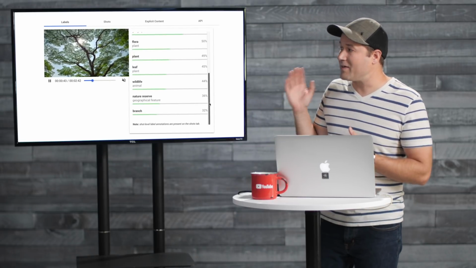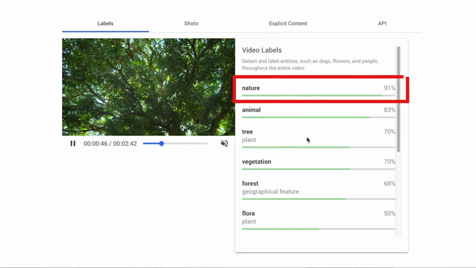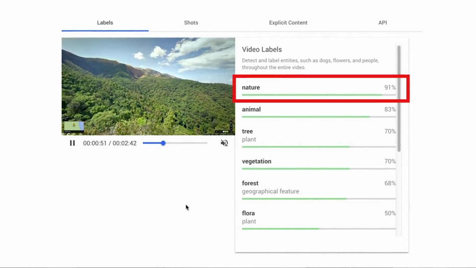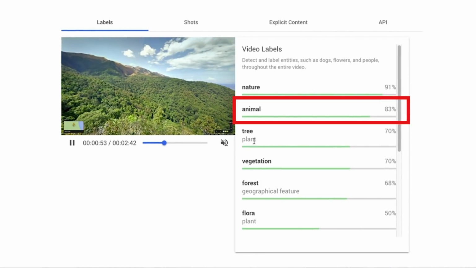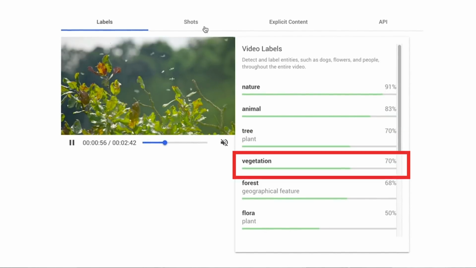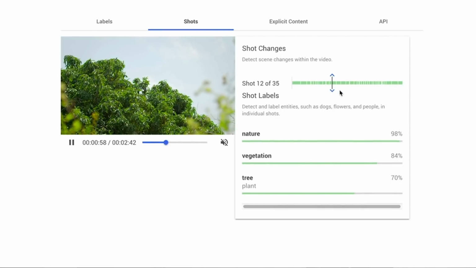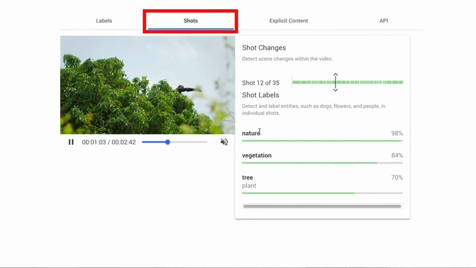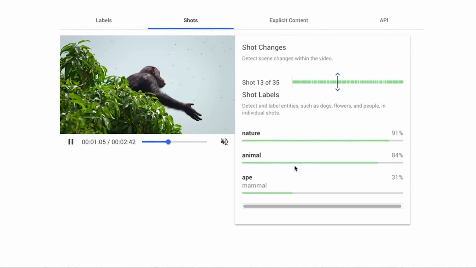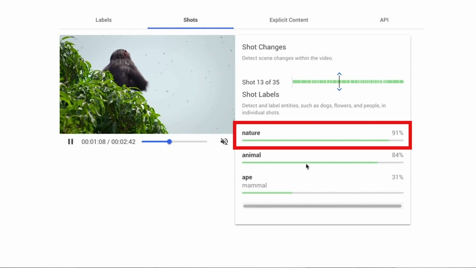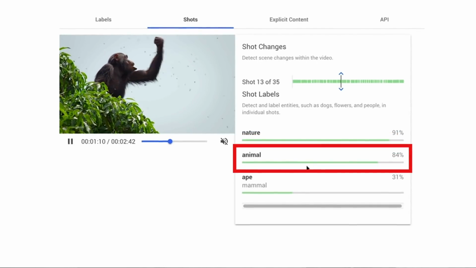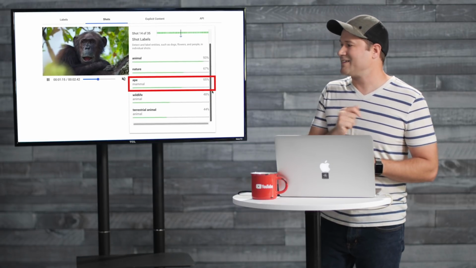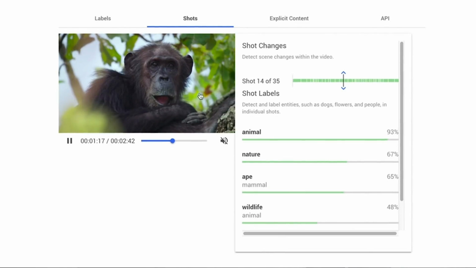So here we can see at a video level that YouTube is identifying with 91% confidence, we think this video overall is about nature. There's 83% confidence this is about animals and that there's trees and vegetation, and 68% confidence that there's forestation. But they also know on a shot-by-shot level what's happening in each shot. They can see in this shot, 91% confident this is about nature. There's 84% confidence there's an animal, 31% confident this is an ape. Next shot, now we are more confident, 65% confident that there is an ape in this video image right here.